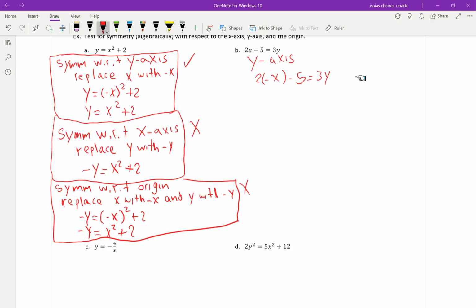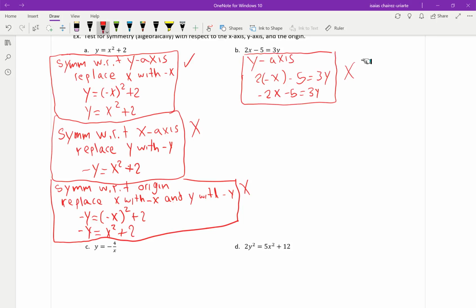Let me simplify this a little bit. Well, this is just negative 2x minus 5 equals 3y. Is this equation equivalent to the original one? I would say no. This guy up here had the positive 2x. Now this guy has negative 2x. So is the graph of my equation symmetric with respect to the y-axis? I would say no.